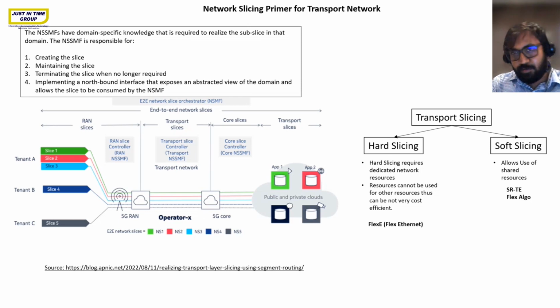Then you can also do soft slicing. In soft slicing you don't have to dedicate resources in the transport network infrastructure. You can do it with segment routing traffic engineering, and also with flexible algorithms.